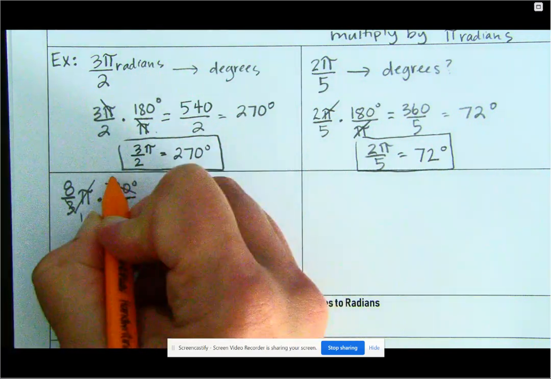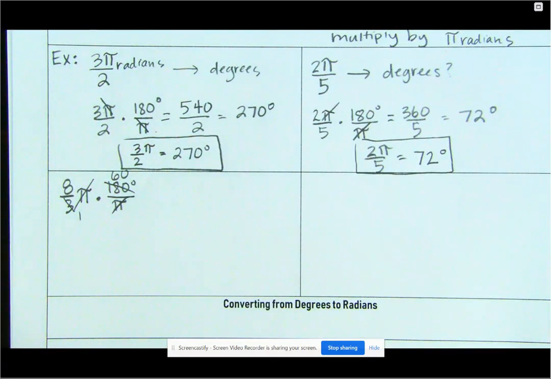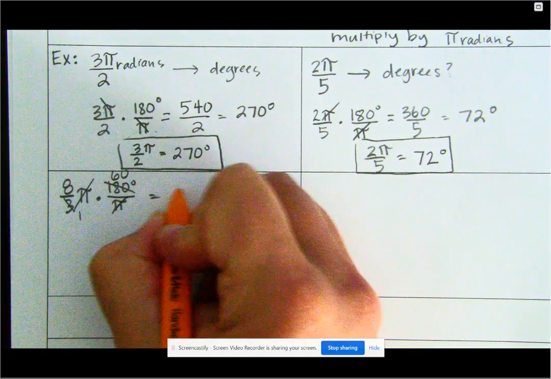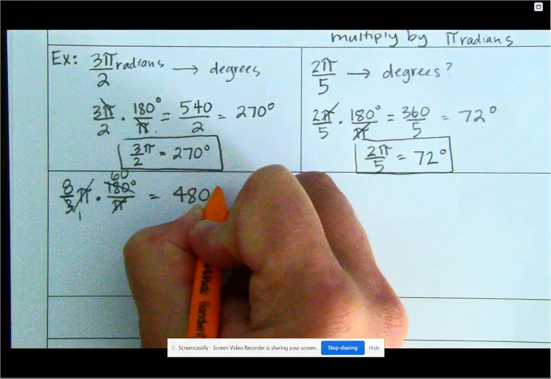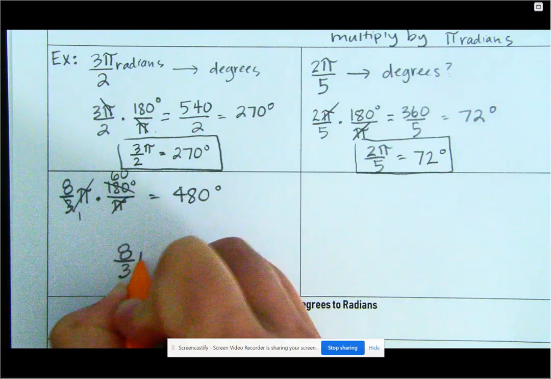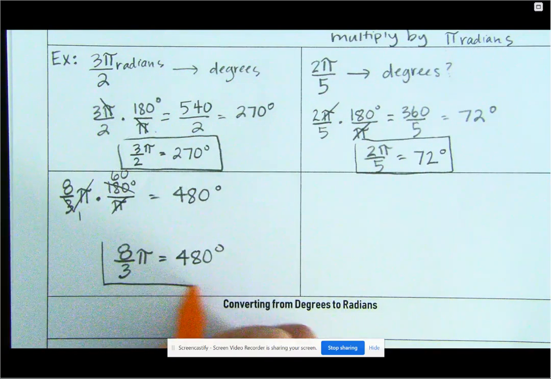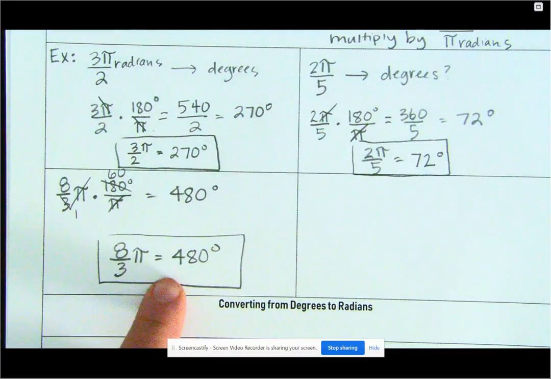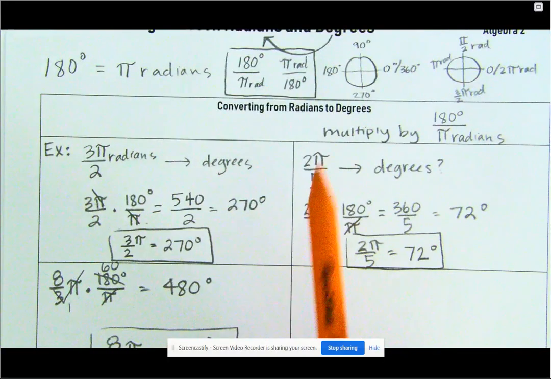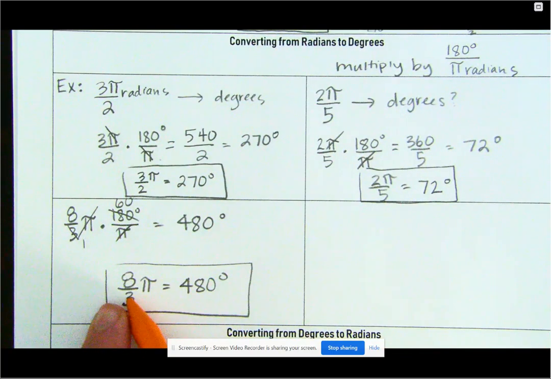So 3 goes into 180, so that'd be 60, right? So then we just have 60 times 8, and 8 times 6 is 48. So 480 degrees. That's more than a full rotation. 8/3 pi, or 8 pi over 3, is 480 degrees. Okay, and you can always come back up here and see, does that make sense? Like, you know, use this as sort of a tool. Like, does it make sense that this is the same spot on the circle as this?